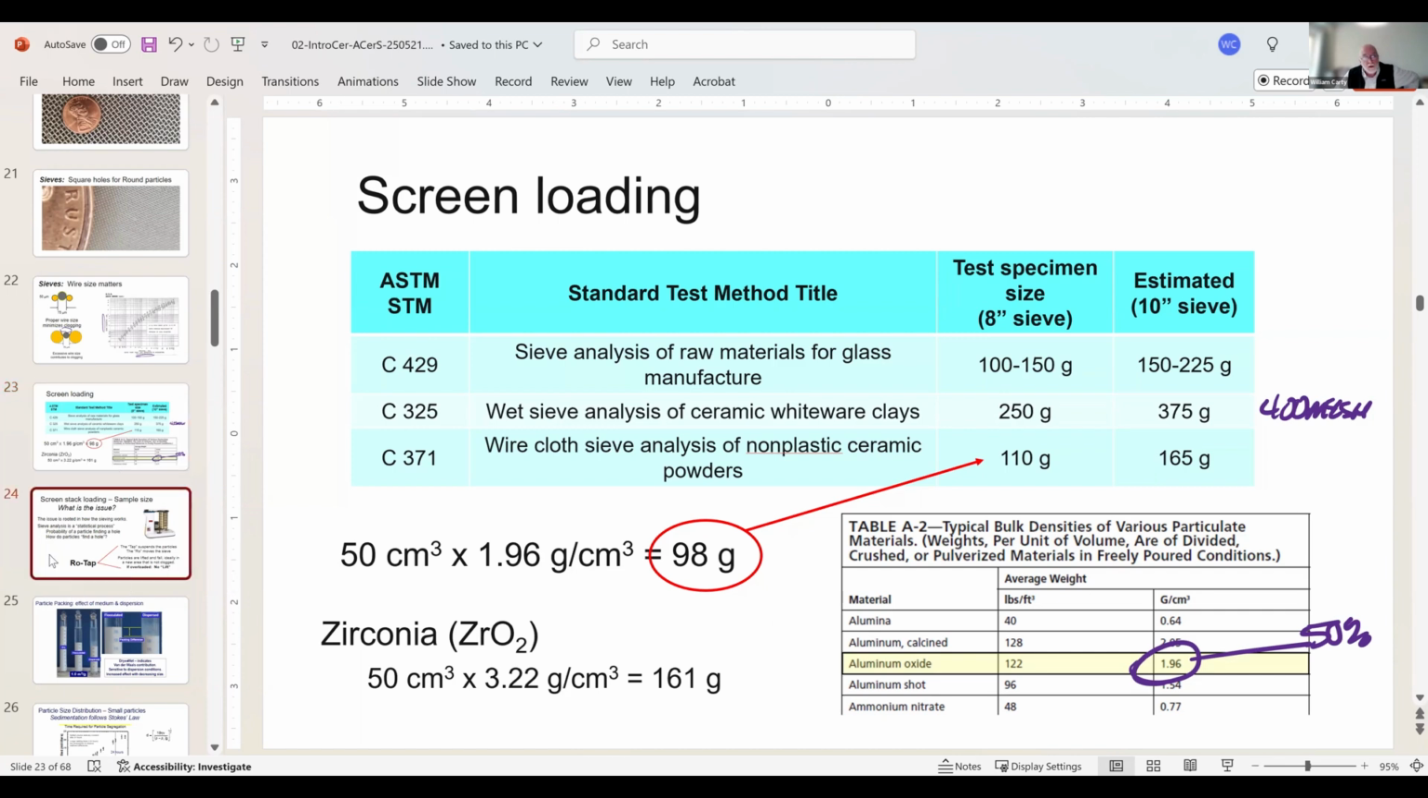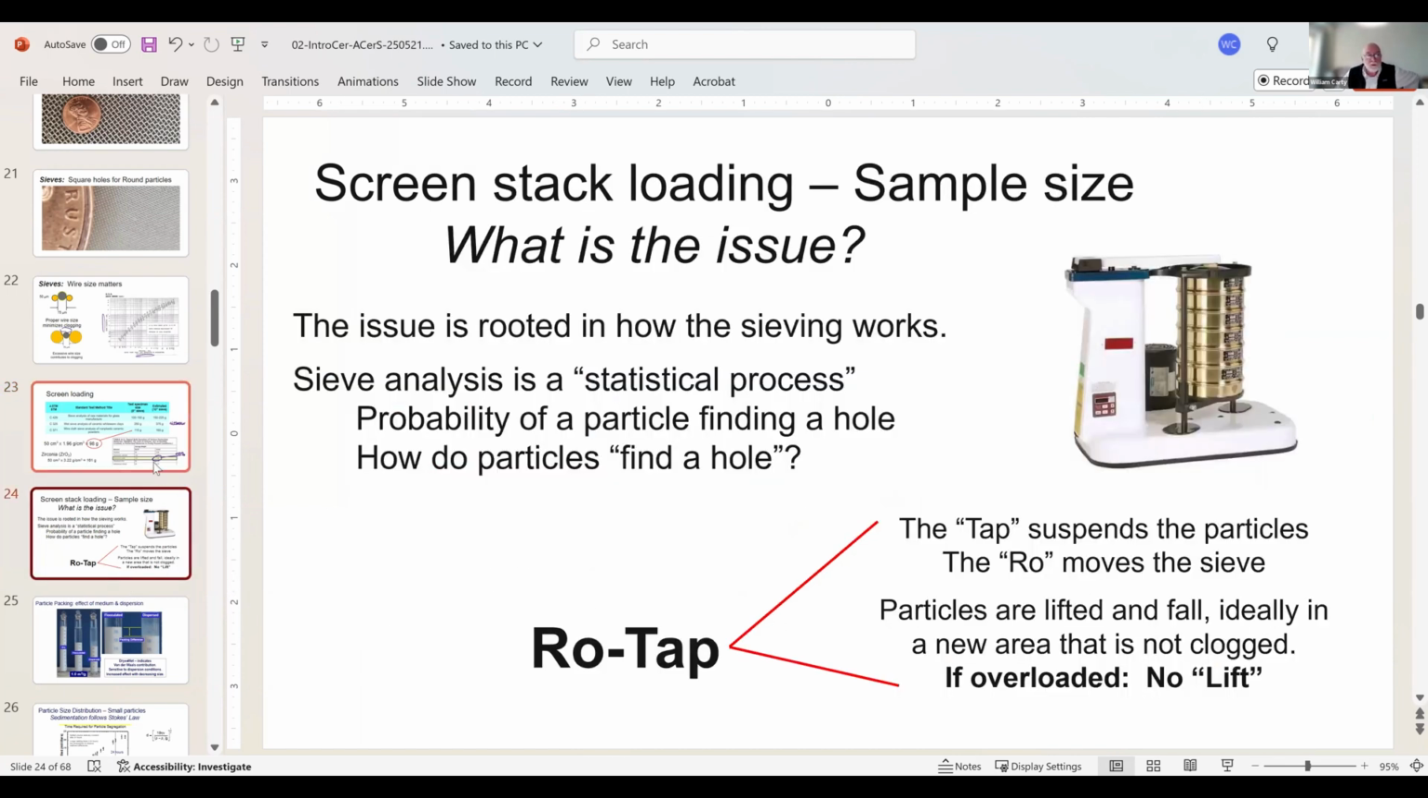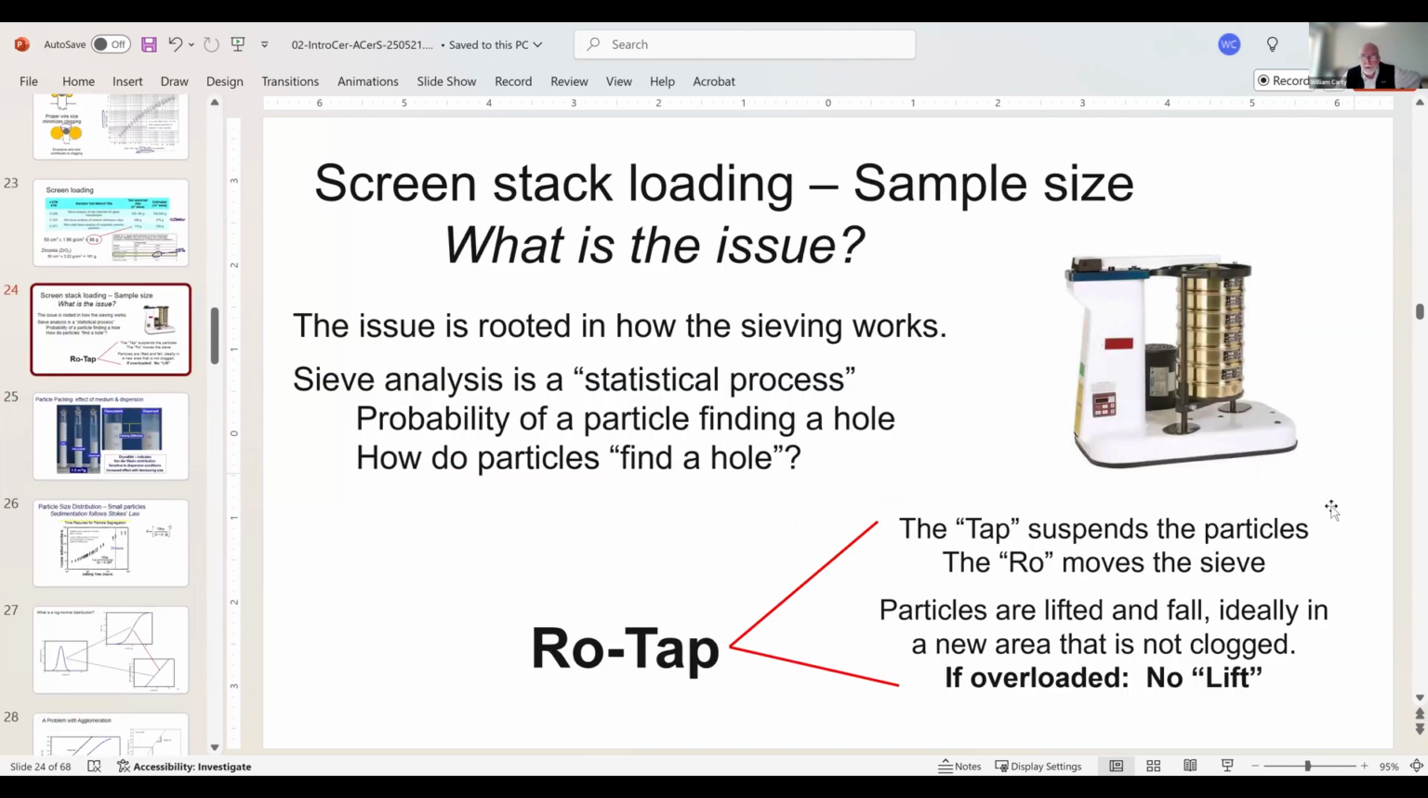You say, how does it work? Well, you may laugh at the Rotap as a device. The Rotap is a device that rotates the sample and also bangs it up and down. So it rotates and bangs at the same time, and if you put too much material in the sieve, it doesn't work. So how does this process work?